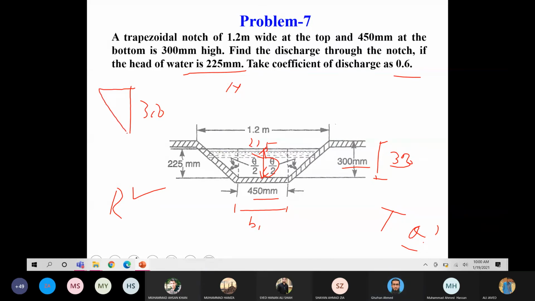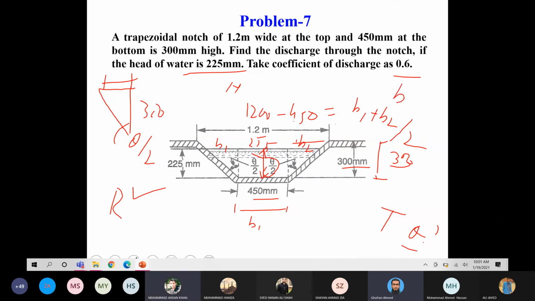If this is theta by 2, we can find this by just subtracting. If this is 1200, then 1200 minus 450 gives B1 plus B2. Now if we divide this by 2, as both B1 and B2 are the same, it will give one answer, B1. So we found this as well.